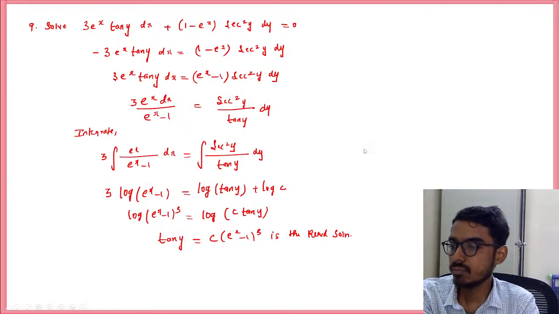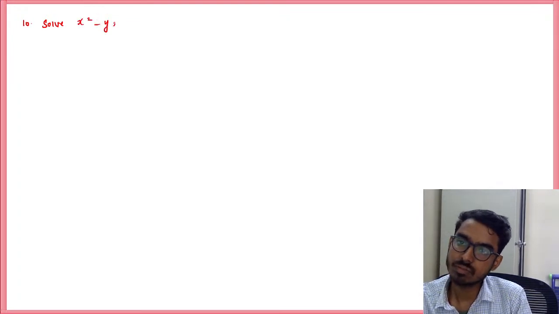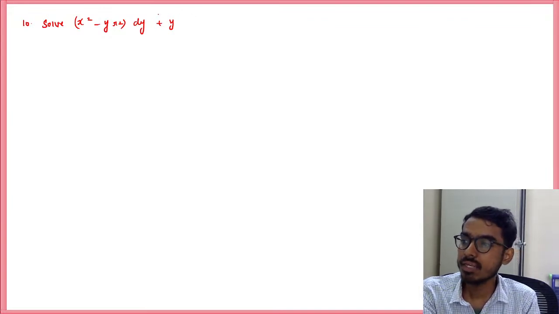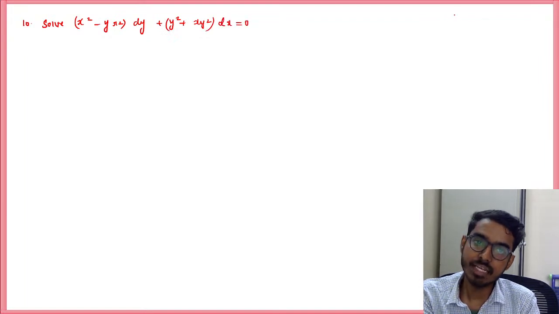On to the 10th problem. x square minus y x square dy. See, in all these problems, it is possible for us to separate x and dx to one side, y and dy to the other side. But it is not always easy to separate those variables, right? I give you an example. Let us take this problem, right?